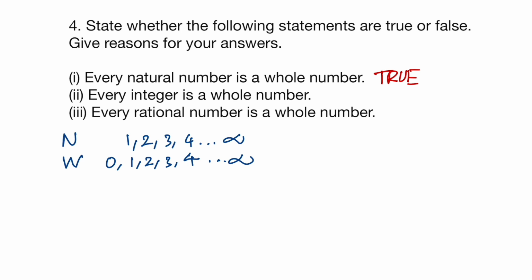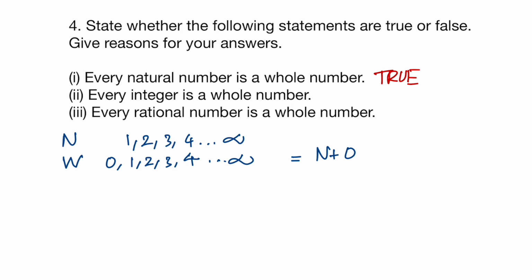Now the entire natural number set would be present inside whole numbers. So whole numbers is actually natural numbers added with 0. So every natural number is in fact a whole number. So that part is true.